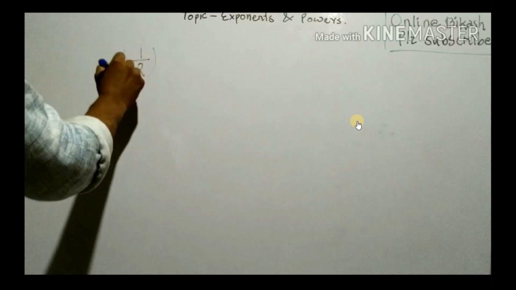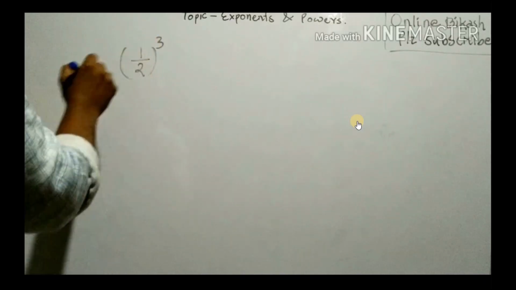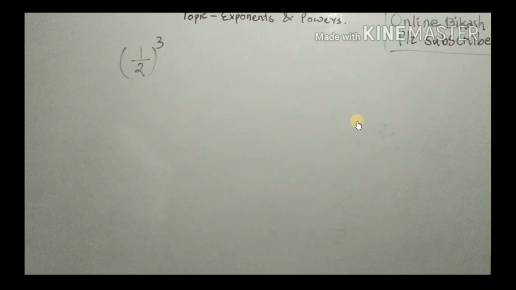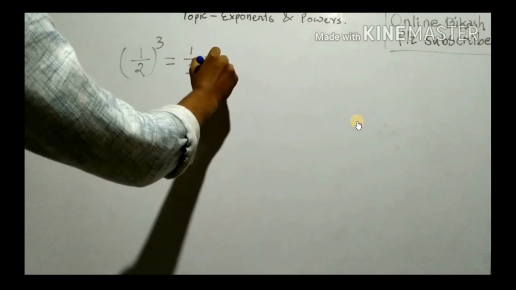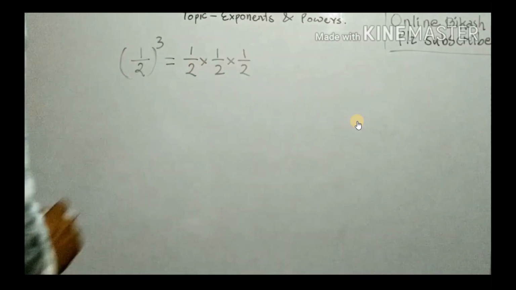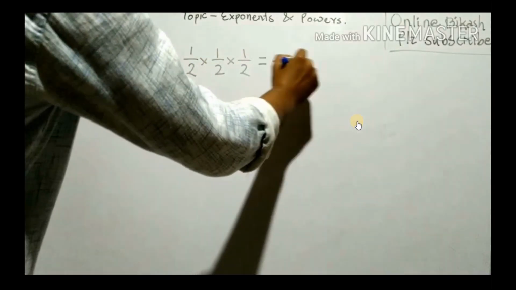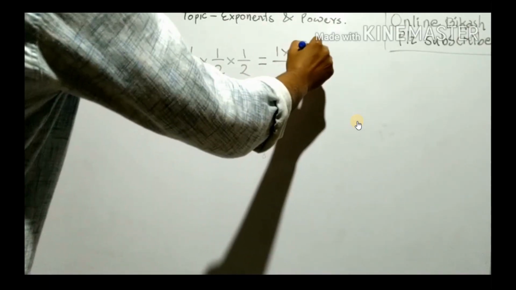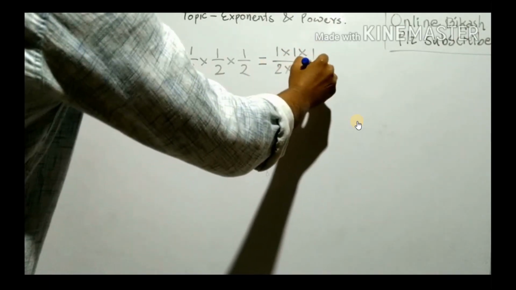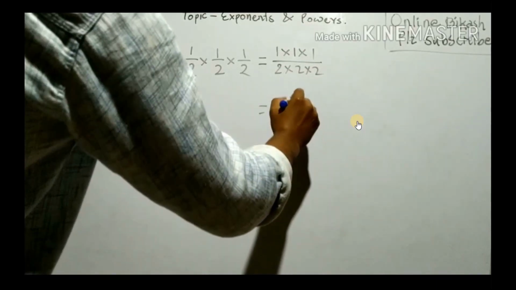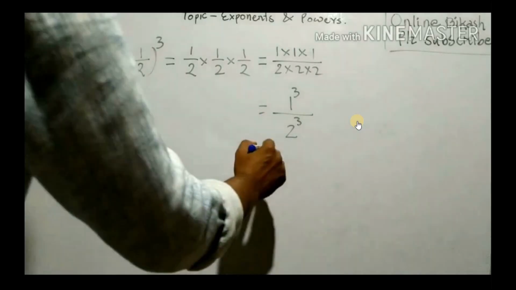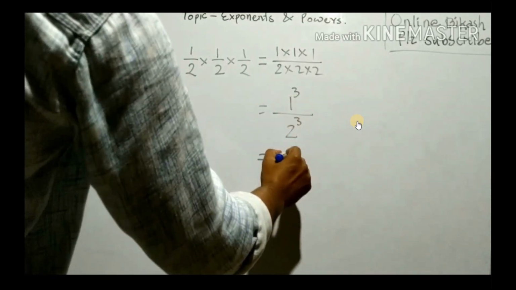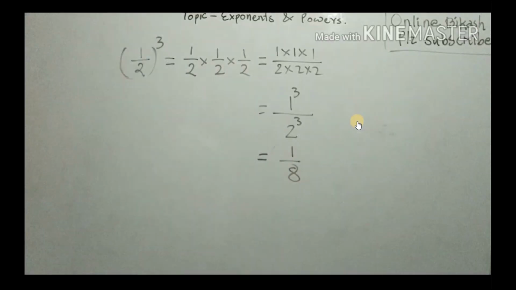Now try to understand this. In case of a fraction, if I say 1 by 2, the power is 3. So what will we call it? 1 by 2 whole cube. So 1 by 2 will be multiplied 3 times repeatedly. Then if we do the multiplication, it will be 1 into 1 into 1 divided by 2 into 2 into 2. So it is 1 cube by 2 cube. Yes or no? Now 1 cube means 1 and 2 cube means 8.